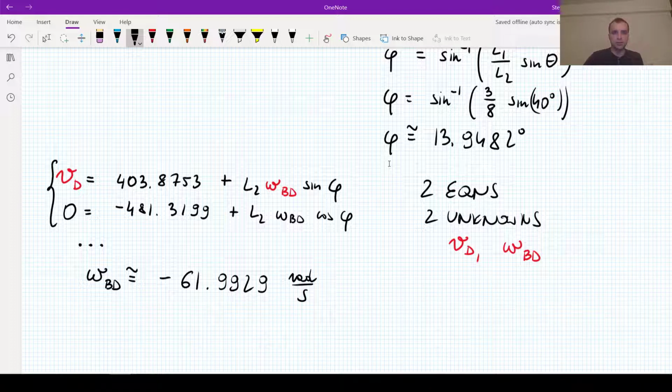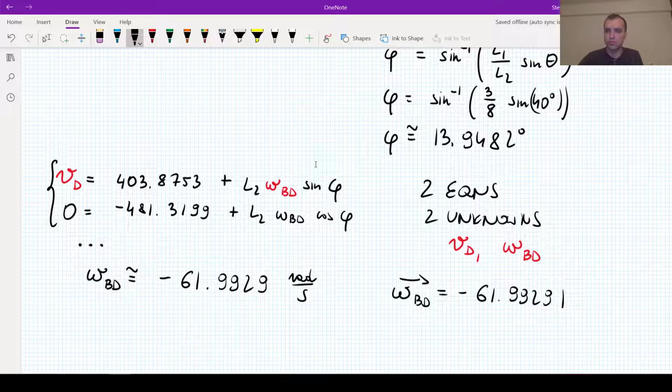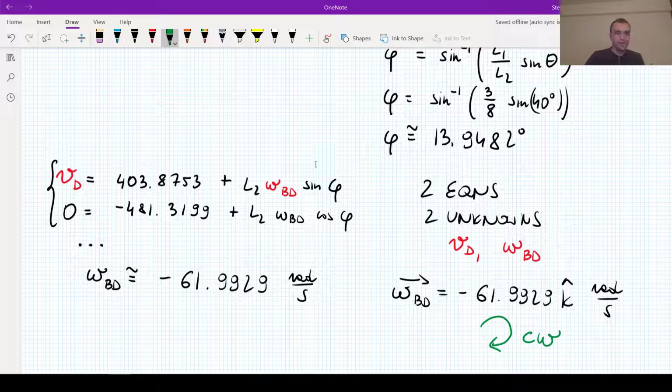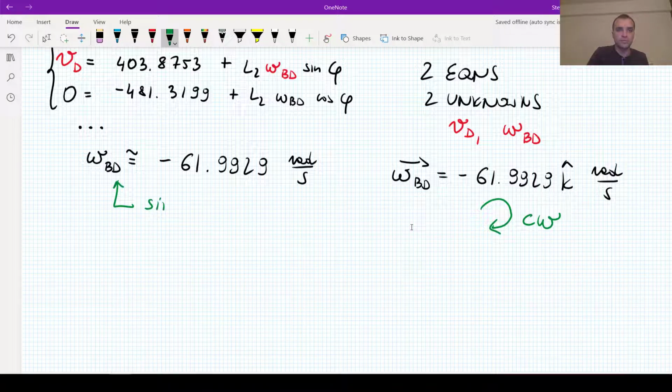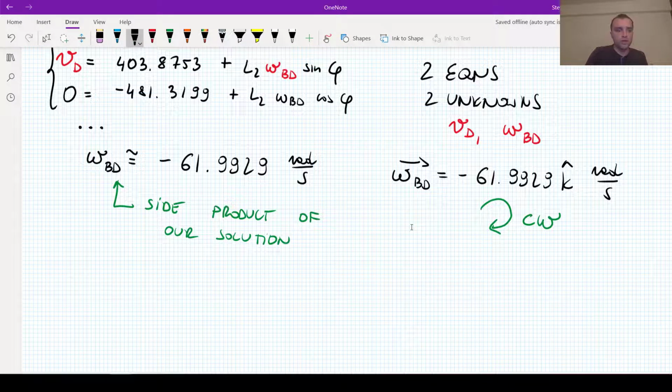So that means that our assumption was incorrect, yes? Omega BD will be rotating our rod BD in a clockwise direction, and we assumed counterclockwise. So this will be clockwise. But this is not what they are asking us for. Yes, this is just a side product of our solution, because they actually ask us to find VD.